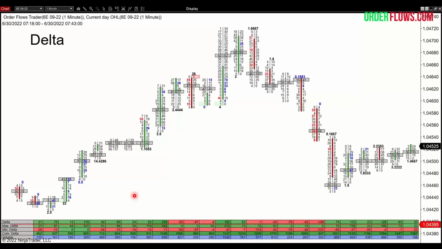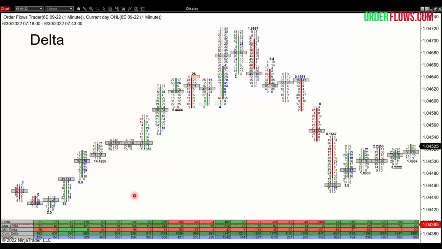And delta is, again, the net difference between aggressive buyers and aggressive sellers in a bar. People think that for every buyer, there's a seller. Well, yeah, there is, but you have aggressive buyers, aggressive sellers, passive buyers, and passive sellers. The best way to describe it is, if you want to get a trade done, you're going to be aggressive, right? You're going to trade at the market.